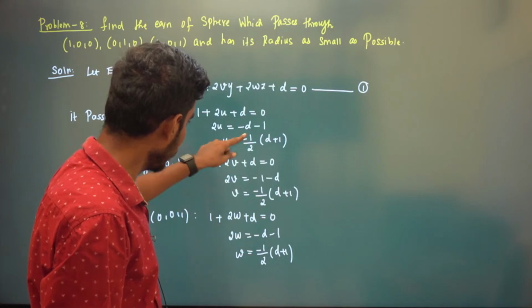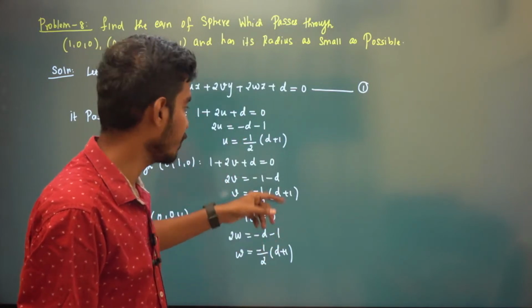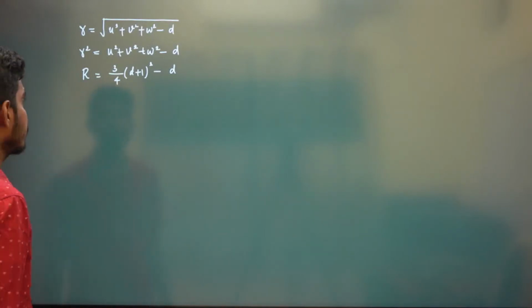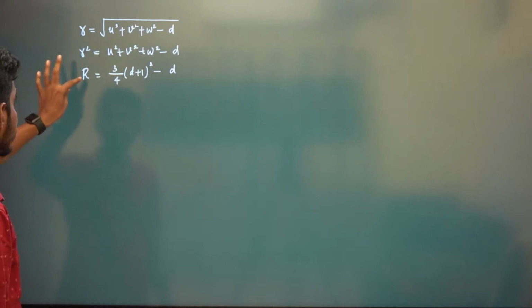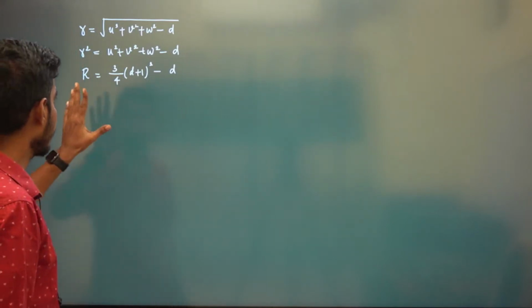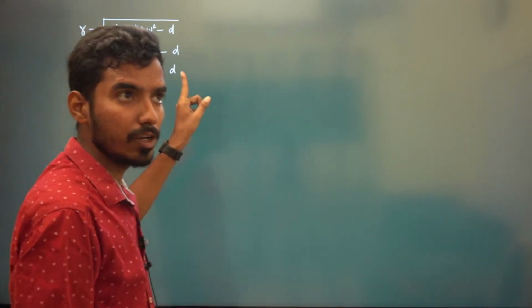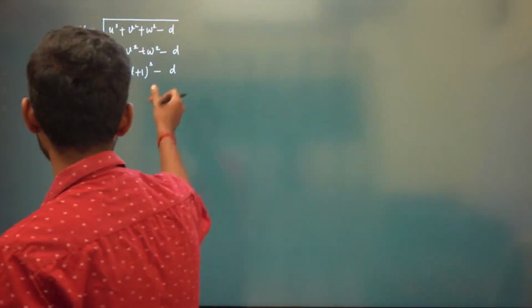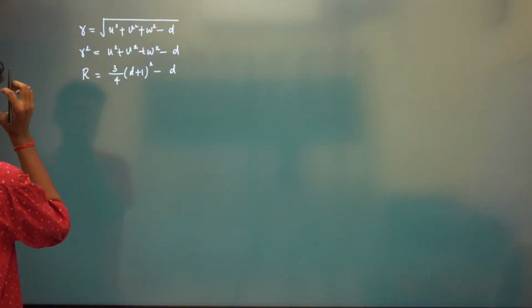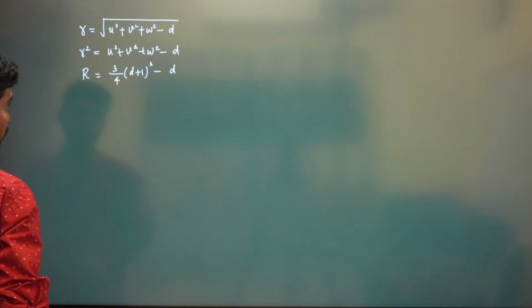So if I add it up, 1 by 4, 1 by 4, 1 by 4 will be 3 by 4. (d plus 1) whole square I'm taking outside. Now we need to minimize this, right? That is minimizing R. So that means we need to differentiate dR by dd, with respect to d. So we will find the minimum value of d.